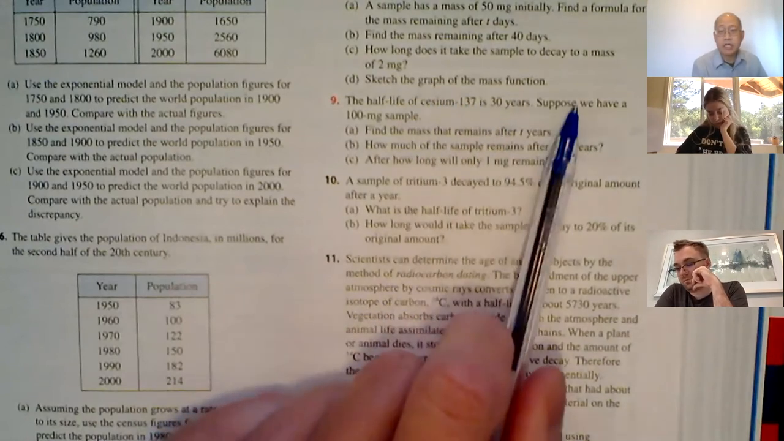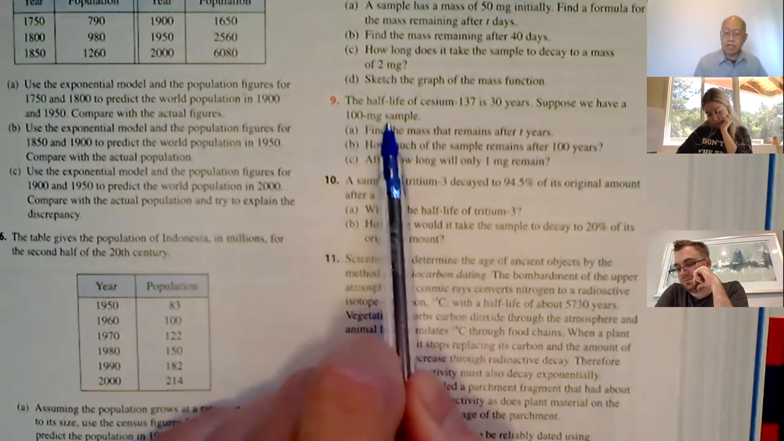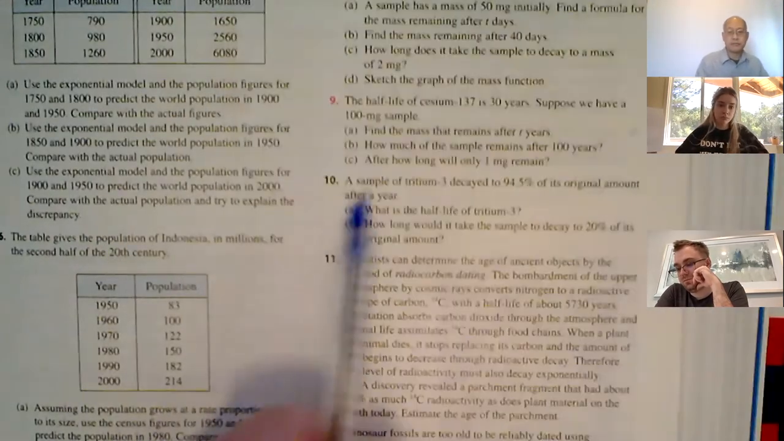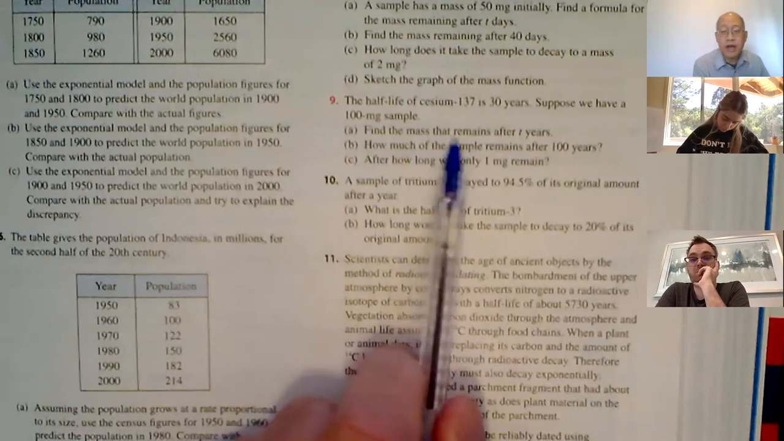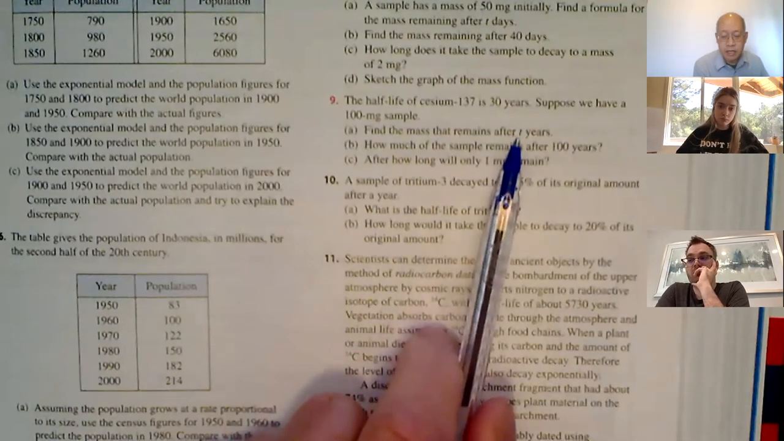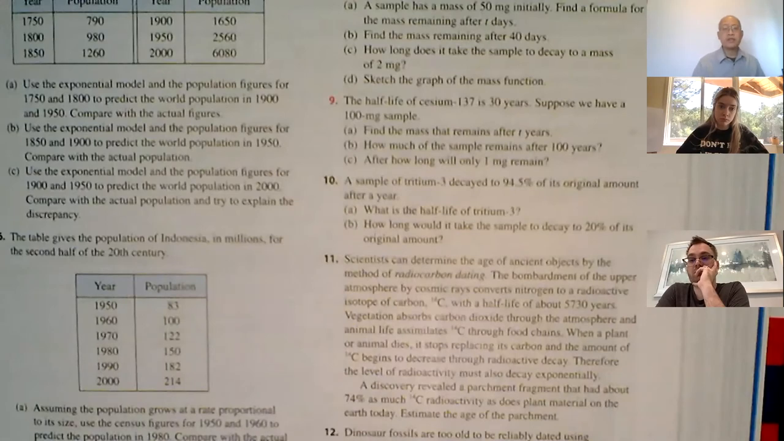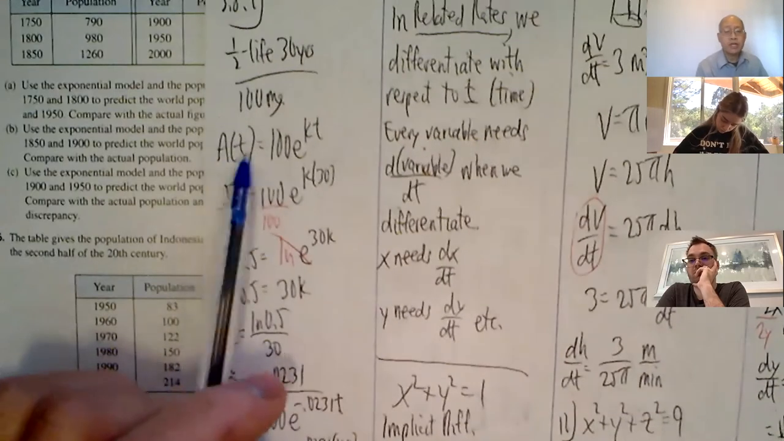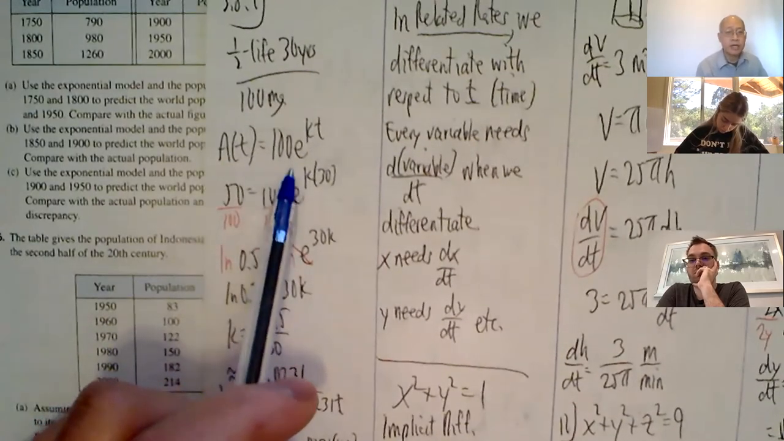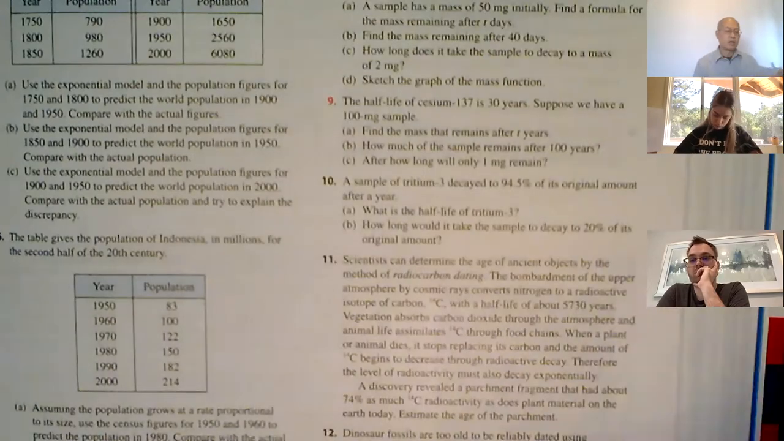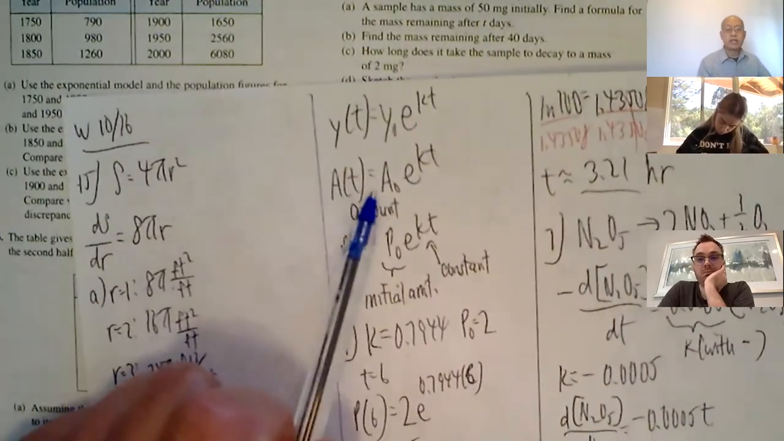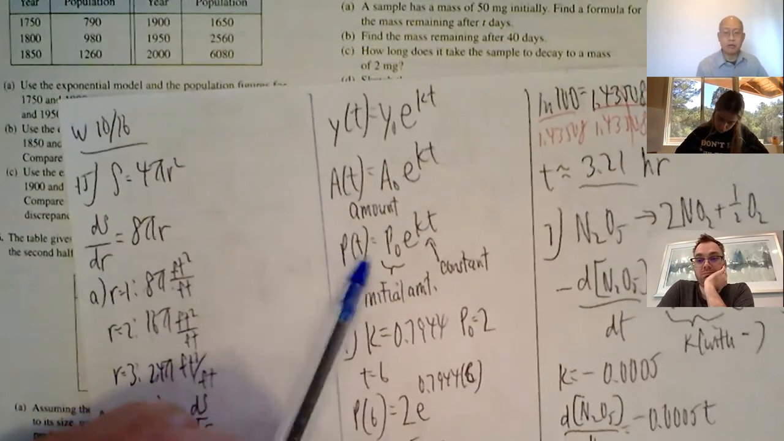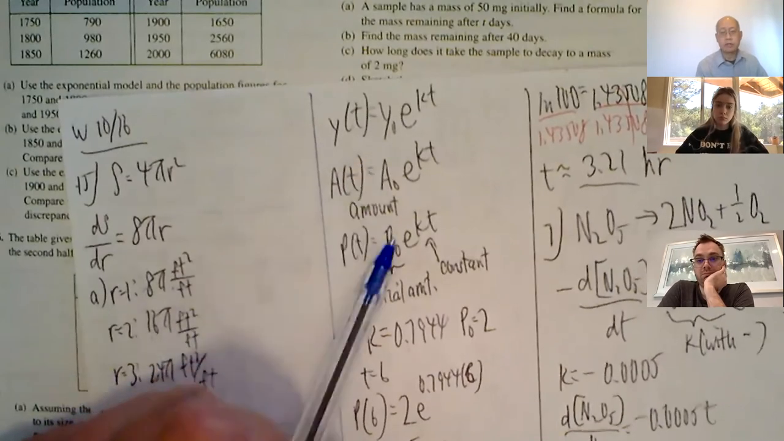Cesium-137, 30 years. Okay, suppose we have a 100 milligram sample. Okay, that tells me the initial amount. I'm starting with 100 again. Okay, find the mass that remains after T years. Okay, so I have to use the half-life. So here's how I use the half-life. So A of T is the initial amount, 100 e to the kT. Okay, so again, in general, A of T is A zero e to the kT. A zero is the initial amount, or maybe P zero, population, or y zero. So 100 goes here.